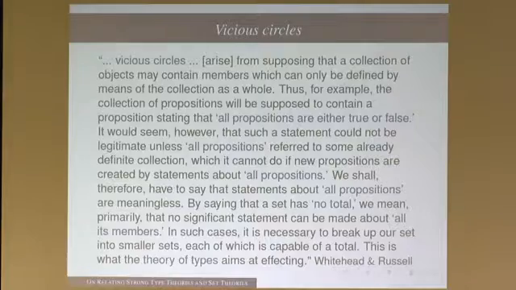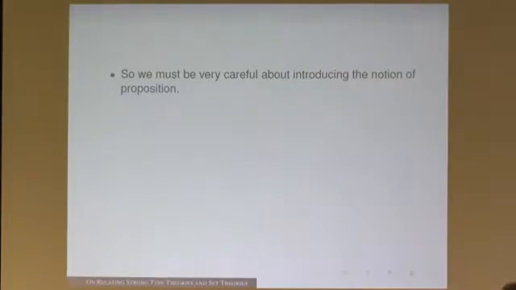By saying that a set has no total, we mean primarily that no significant statement can be made about all its members. In such cases, it is necessary to break up our set into smaller sets, each of which is capable of a total. This is what the theory of types aims at effecting. So he had this ban on these impredicative definitions.